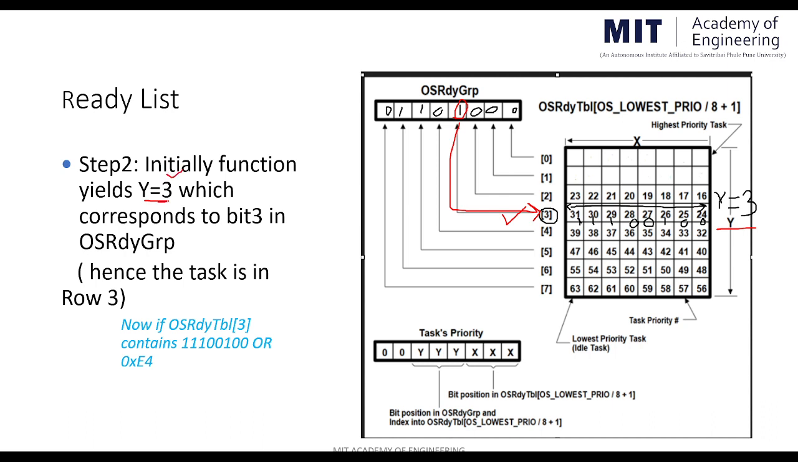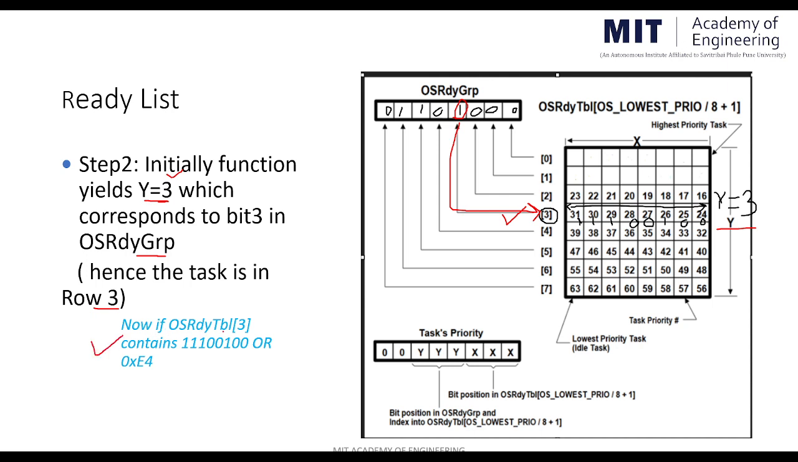So we got y is equal to 3 now in step 1, which corresponds to bit 3 in the OS RDY GRP. Hence, a task in row 3 is ready to run. Any task from row 3 is ready to run. So what do we have to follow as the next step?